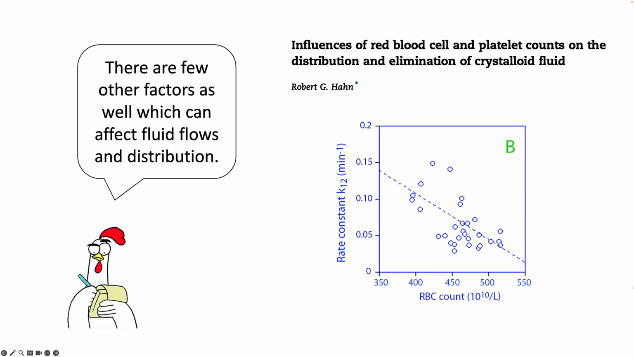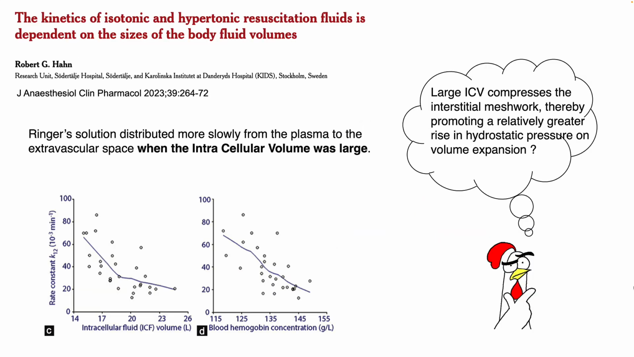There are a few other factors that can affect the half-life of your IV fluids. One of them is your RBC count, and you can see that as your red blood cell count increases, your net filtration decreases. If your intracellular volume is larger, the net capillary filtration rate is much slower. This is believed to be because a large intracellular volume can sometimes compress the interstitial meshwork, thereby promoting a relatively greater rise in hydrostatic pressure, thereby decreasing the net filtration from capillaries.